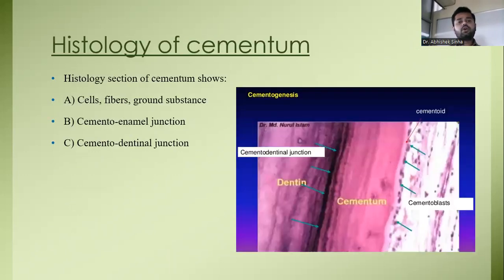Okay, coming to the histology of the cementum. If we take a section of cementum, we will be able to see cells, fibers, and ground substance, the cemento-enamel junction, and the cemento-dentinal junction. It has cells, it has fibers, and if you remember the gingiva topic, between the wavy fibers there are spaces which are occupied by the ground substance, right? Then you will have the cemento-enamel junction and the cemento-dentinal junction. So cementum is making junctions with enamel as well as dentine.